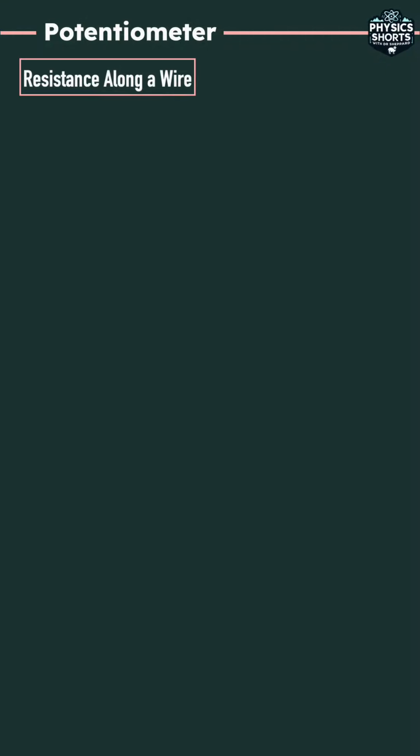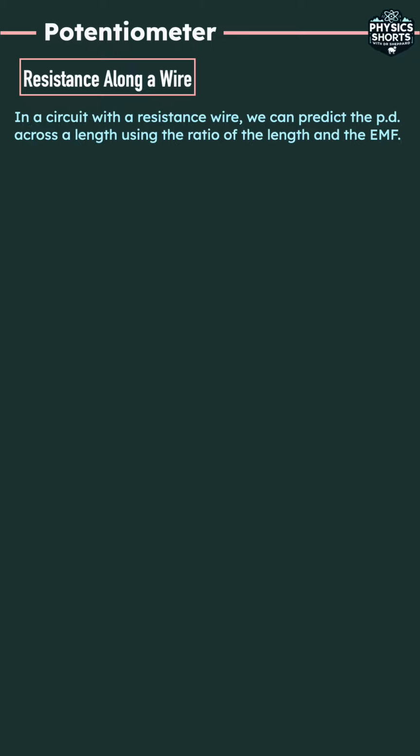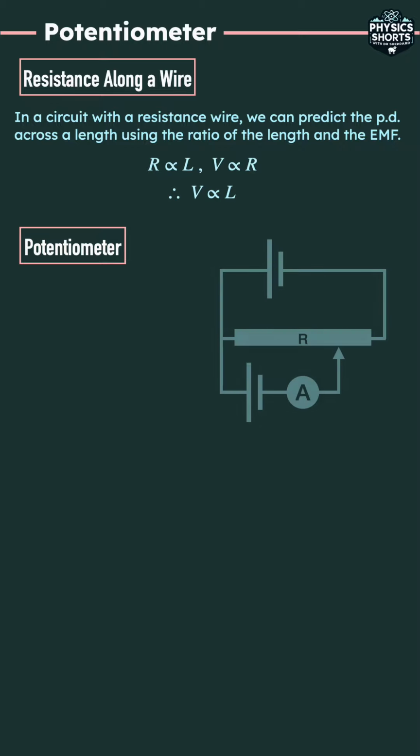In a circuit with a resistance wire, we can predict the potential difference across a length using the ratio of the length and the EMF. R is proportional to length and V is proportional to R, therefore V is proportional to L. Now, potentiometers are meters to measure the potential of an unknown EMF.